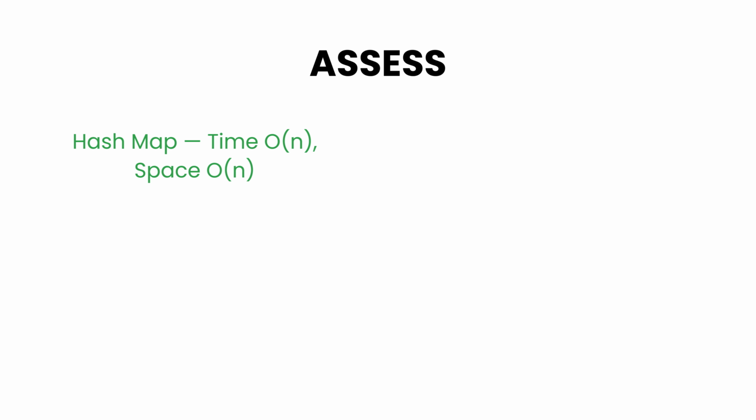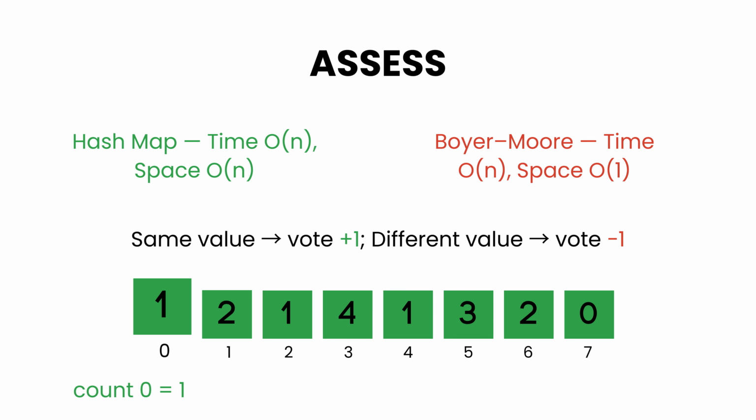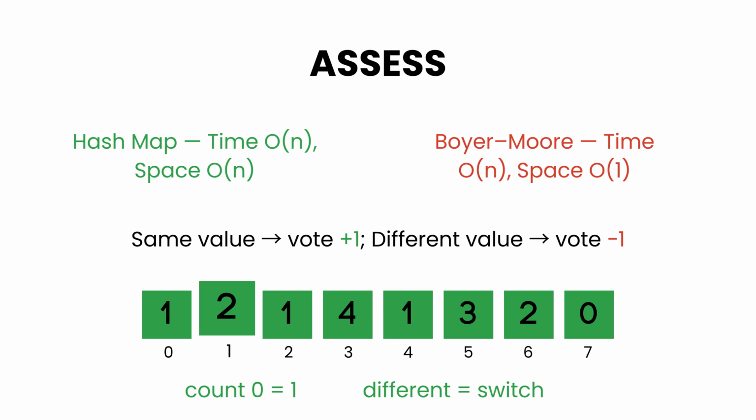Assess. A hash map count would work in O(n) time but O(n) space. We can do better. Boyer-Moore voting runs in O(n) time and O(1) space by tracking a running candidate and a count. When we see the same value, we vote +1. A different value votes -1. Whenever the count drops to 0, we switch candidates. With a guaranteed majority, the final candidate is the answer.